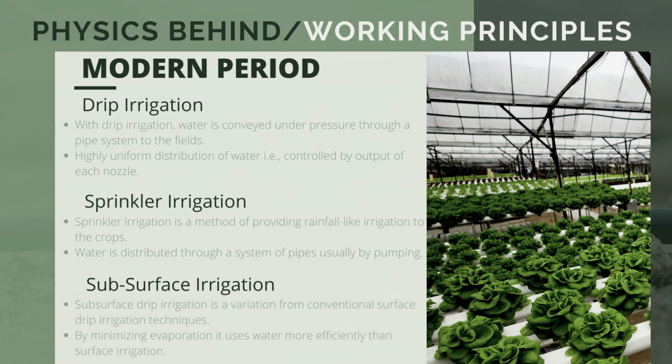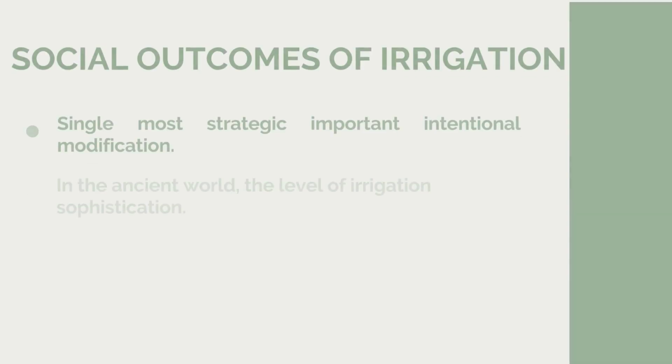Third one is subsurface irrigation. Subsurface drip irrigation is a variation of the conventional surface drip irrigation technique. It is used to minimize evaporation. It uses water more efficiently than surface irrigation.